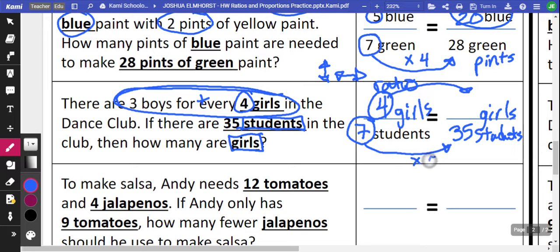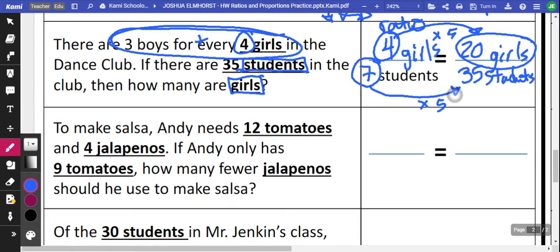7 times 5 is a nice one. That gives us 35. 7 times 5 is easy. 4 times 5 is 20. So for the second example here, if you had 35 students and the ratio stays the same, you would have 20 girls out of 35 students.